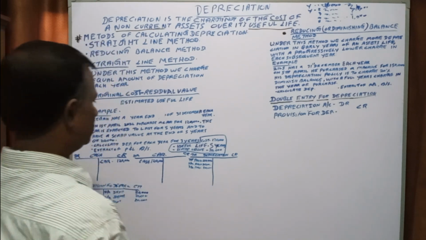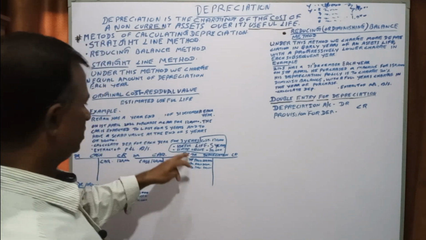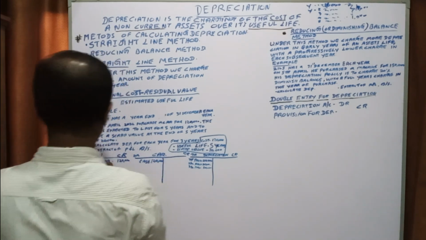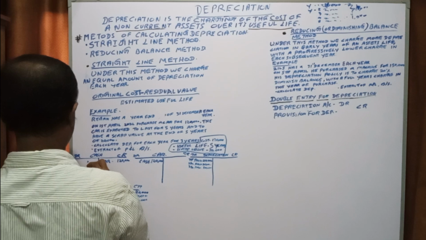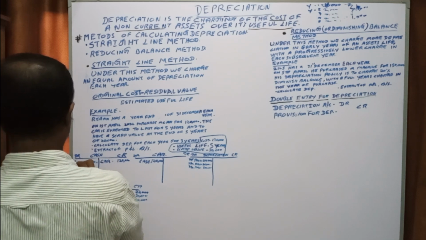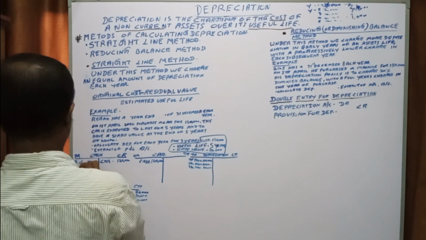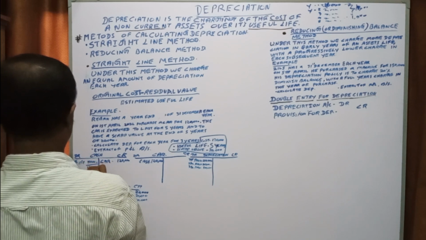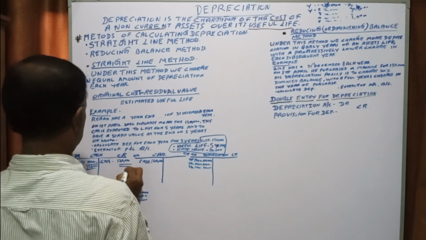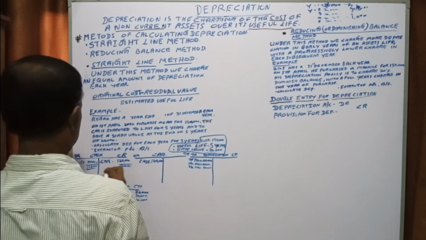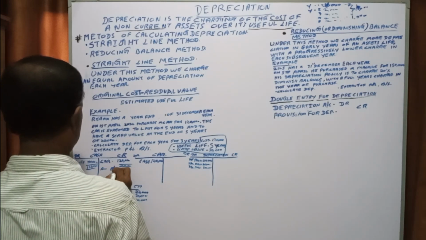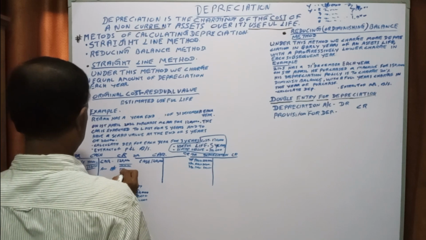Now we have to balance the accounts. So for all 3 years we have calculated the depreciation and provision for depreciation. I have to balance it. Carried down 120,000. Carried down balance, brought forward 120,000.